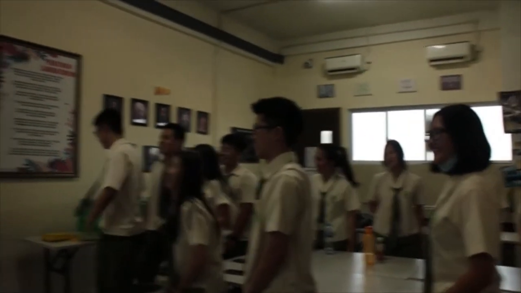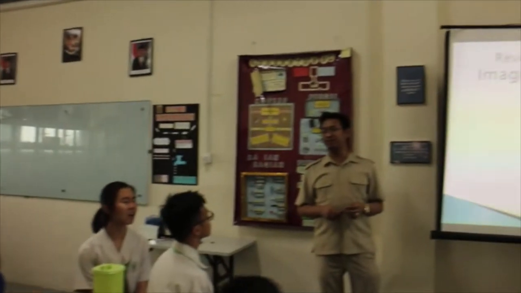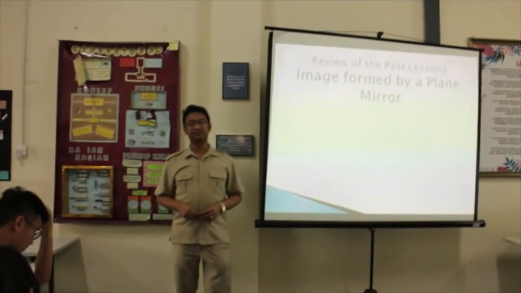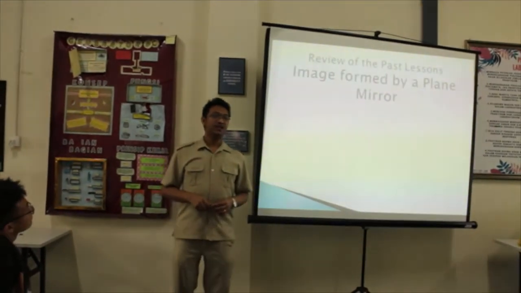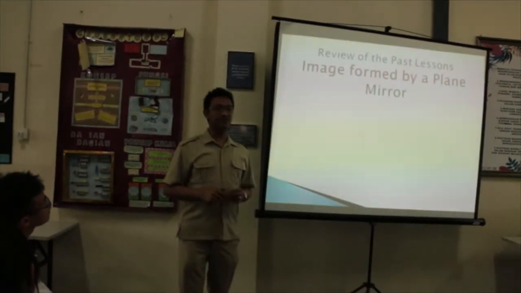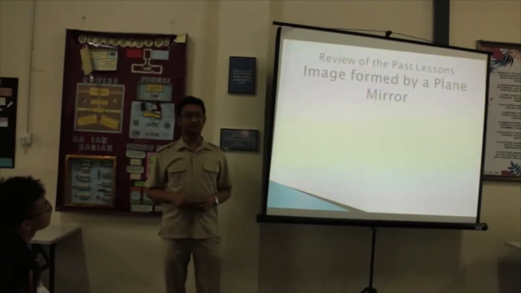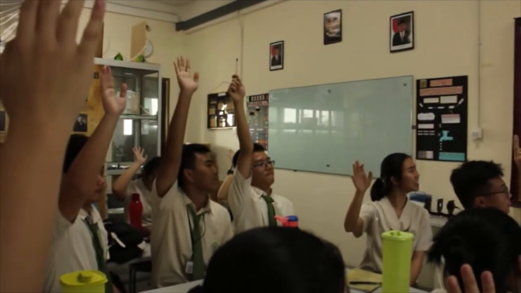Okay, that's correct, because it should be false. What is the image formed by a plane mirror? Virtual. It's virtual. Another: the distance of the image from the mirror is the same as the distance of the object from the mirror. What mirror? Plane. Okay, that's correct, because the answer is true.